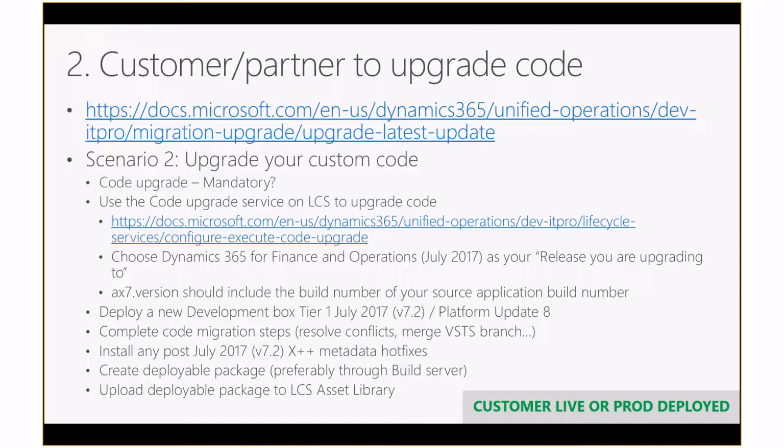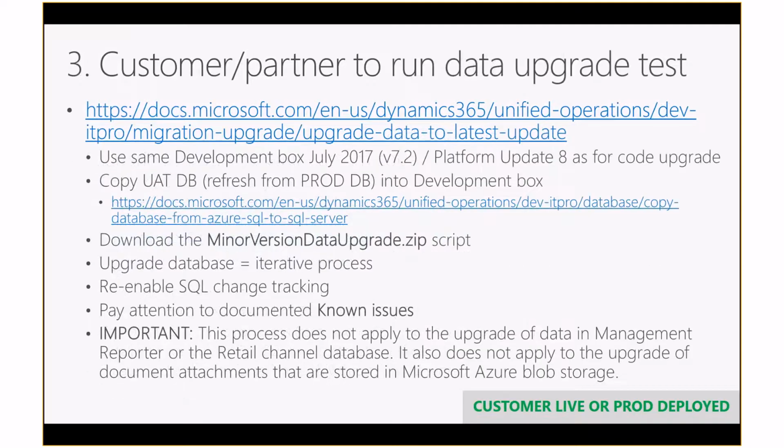So far I've explained two steps. One is the prerequisite step, that's installing the KB in your source environment, and the second step is how to run the code upgrade service and how to have, in the end, your code fully upgraded and have a deployable package ready. The third step is then the data upgrade, and I call it here a data upgrade test.